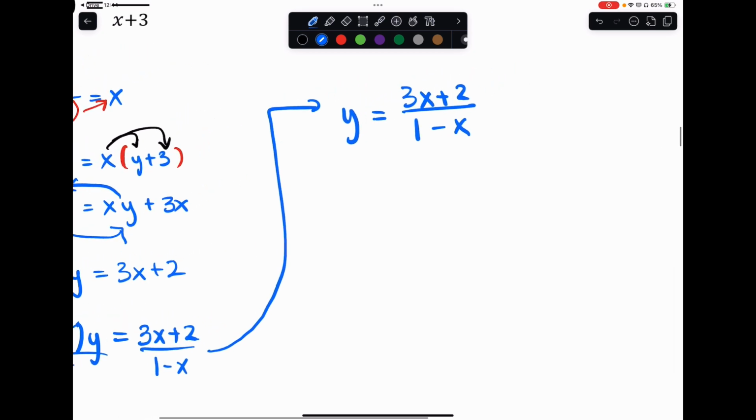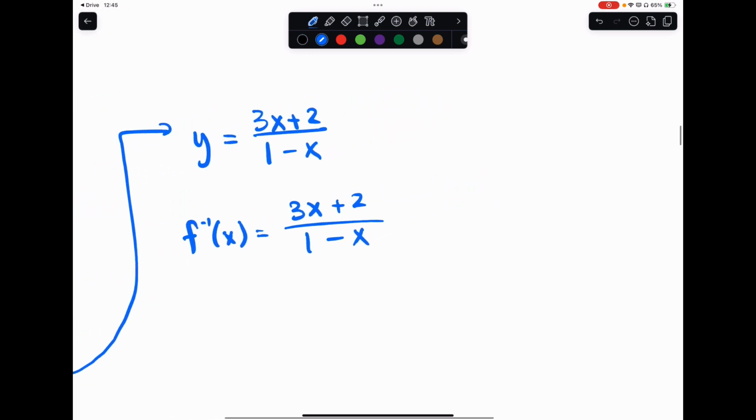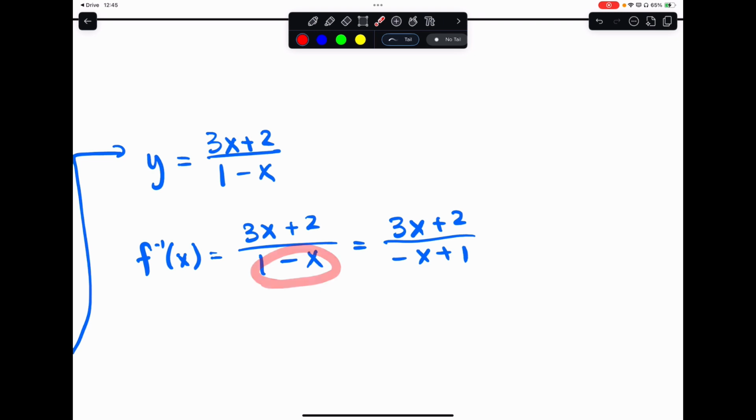And that is your inverse. So using inverse notation, we end up with that. Now, this also has another way of writing it. While this is correct, you could also write this as 3x plus 2 over negative x plus 1. You could switch the x and the 1 down here, since we normally write polynomial functions or rational functions with the numerator and denominator in order, by degree.